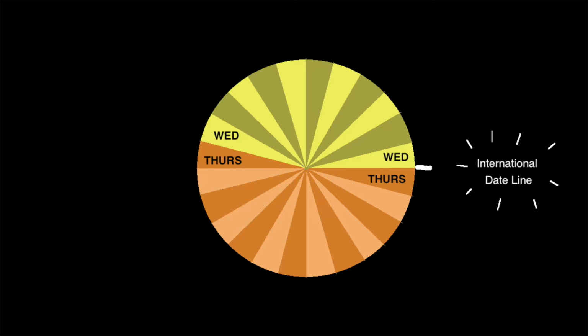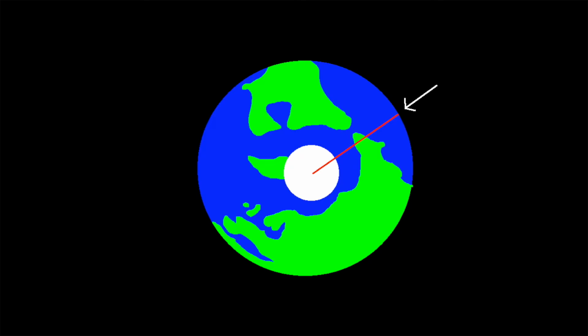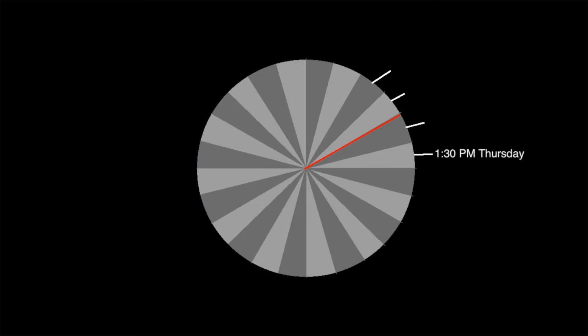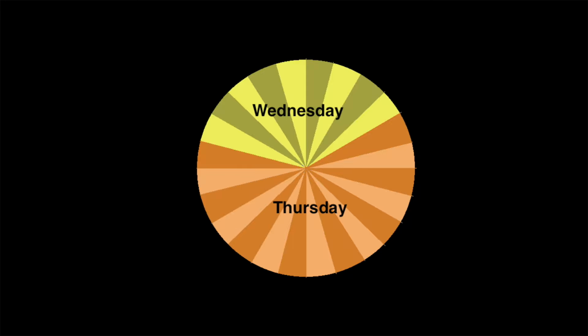The answer is the International Dateline. Right about here in the middle of the Pacific, it'll go 1:30 p.m. Thursday, 2:30 p.m. Thursday, 3:30 p.m. Wednesday, 4:30 p.m. Wednesday, etc. This means that at any given time, the globe will look kind of like a pie chart with some of the planet in one day and some of it in the next day.